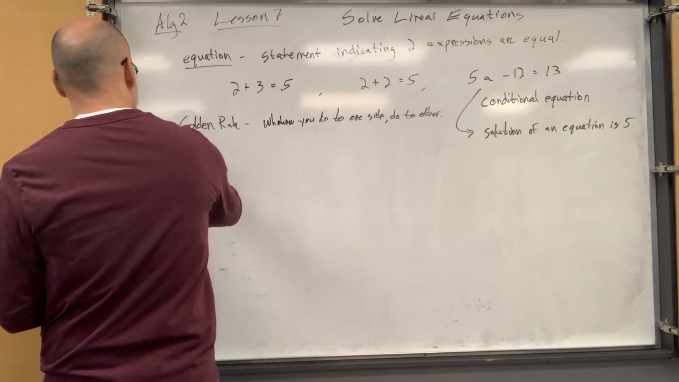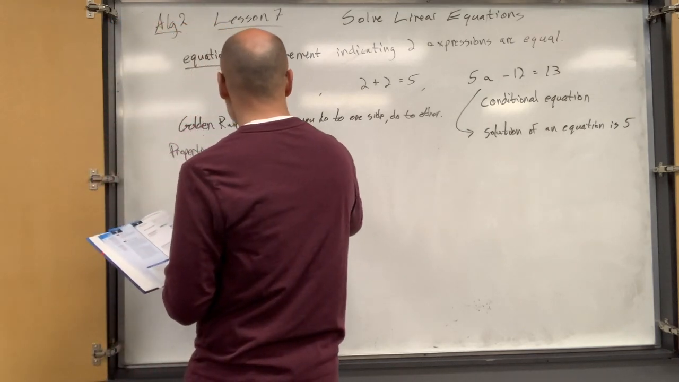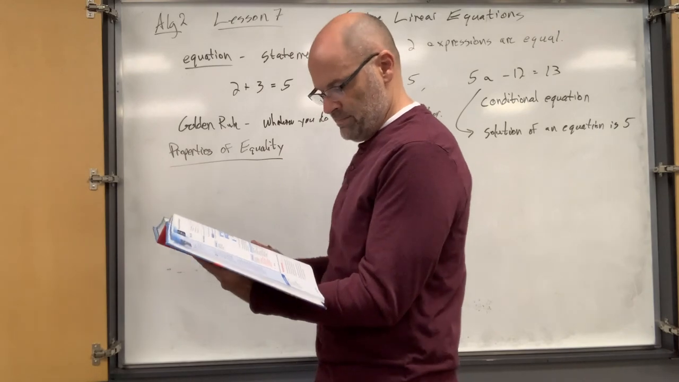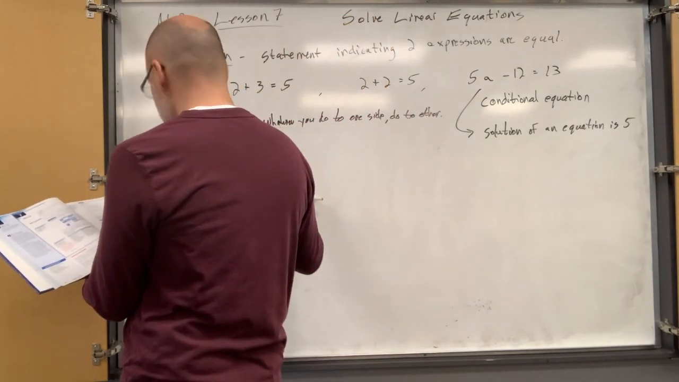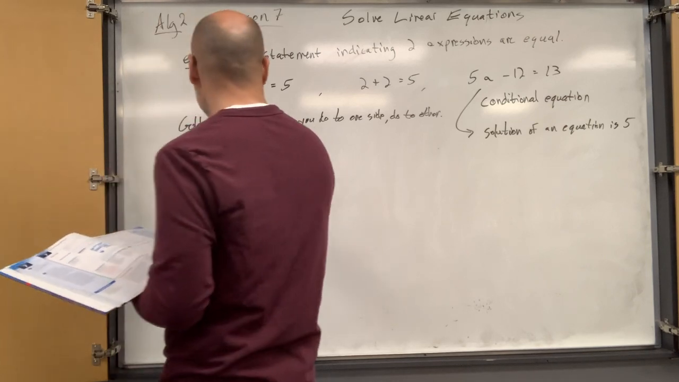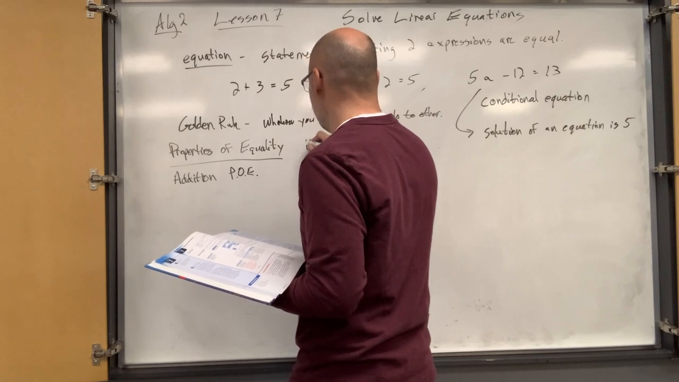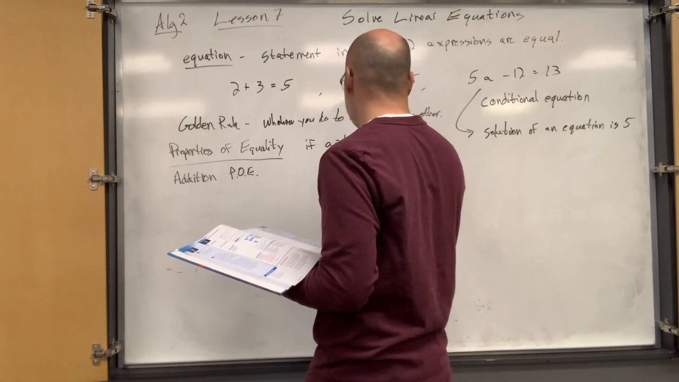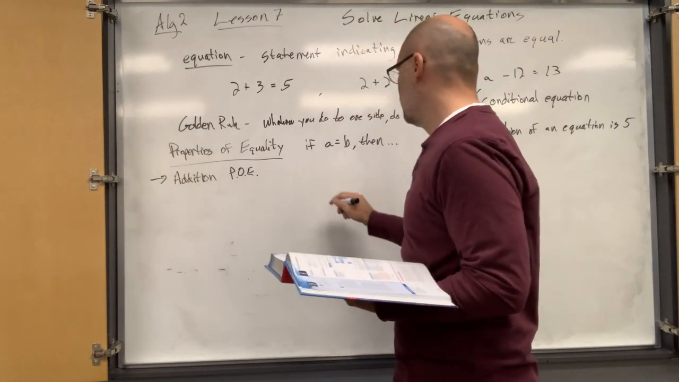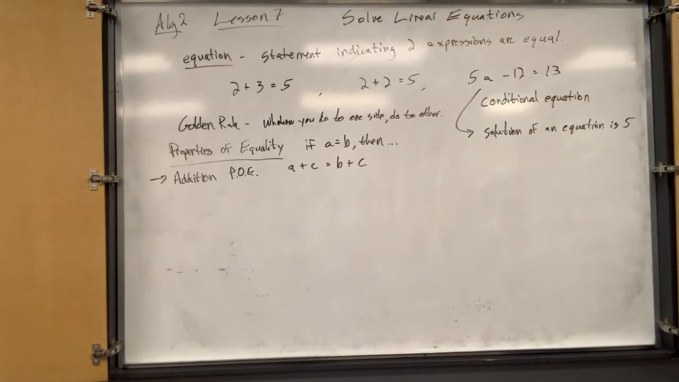So here's some properties of equality. You don't really need to memorize these because these are things you use all the time, but they make sense. So here's the addition property of equality. For all these, if A equals B, then dot, dot, dot. Addition property of equality says A plus C equals B plus C. So you basically can add the same thing to both sides of the equation and it's still equal, right? Like a balanced scale. If you add the same weight to both sides, it's going to balance out. It's still going to be equal.